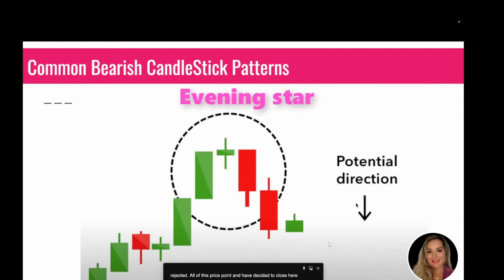Evening star is the opposite of morning star. Morning star, think of it like the market may potentially go up because in the morning the sun goes up. That's how I like to think of it, and the sun is a star. An evening star, the market may potentially go down, and in the evening, the sun goes down. So that's how I try to keep them straight in my head. Maybe that'll help you guys.